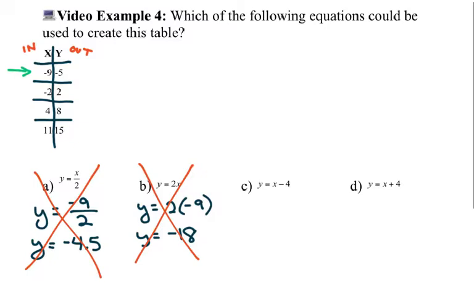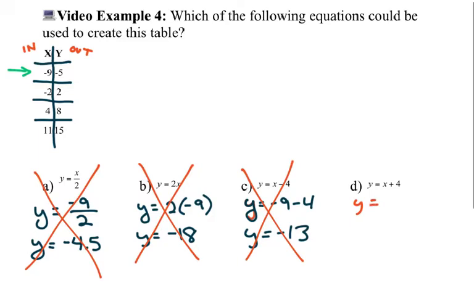Our next problem says y equals x minus 4, so we're going to take our input of -9 and put that in for x and subtract the 4, and so we have y equals -13. So immediately, again, that is not our choice. Now it should be the last one, so let's see how this works.